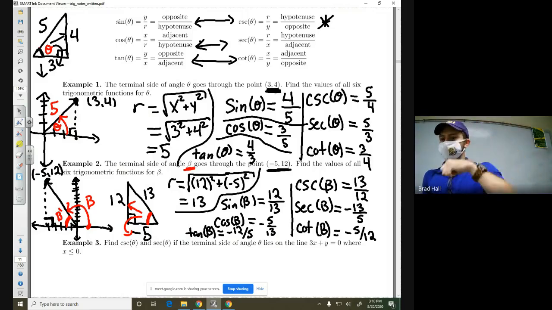How do you get -12 for tangent? Okay, that's a good question, actually. The question is, for tangent of beta, how do you get -12 over 5? The reason is, you get 12 over -5, and when you simplify fractions like that, the negative just comes to the front of the fraction. It means the same exact thing.